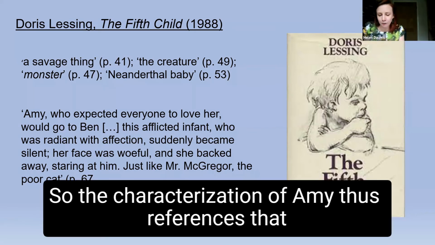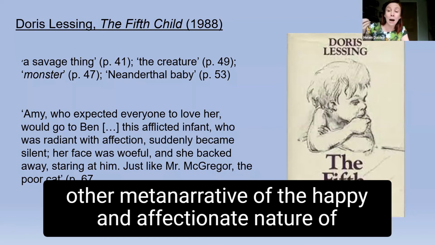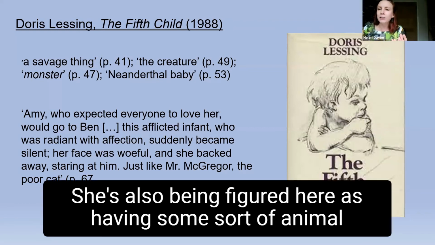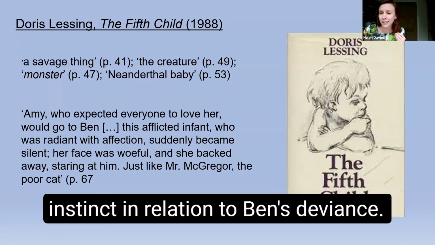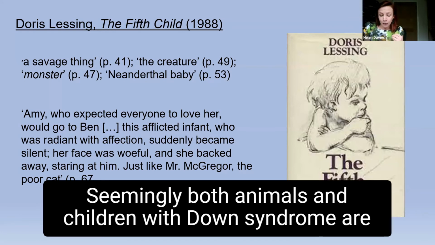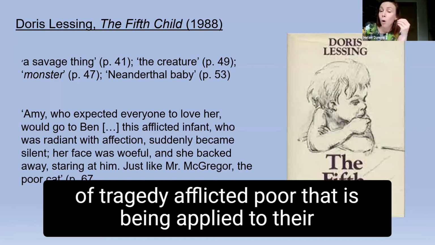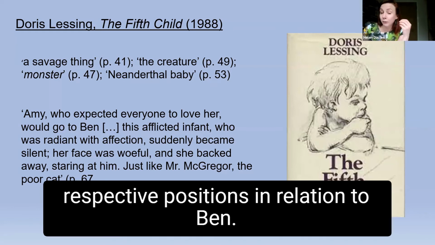So the characterisation of Amy thus references that other meta-narrative of the happy and affectionate nature of people with Down syndrome that I mentioned earlier. She's also being figured here as having some sort of animal instincts in relation to Ben's deviance. Seemingly, both animals and children with Down syndrome are both to be pitied in some way, evidenced by the vocabulary of tragedy, afflicted, poor, that is being applied to their respective positions in relation to Ben.